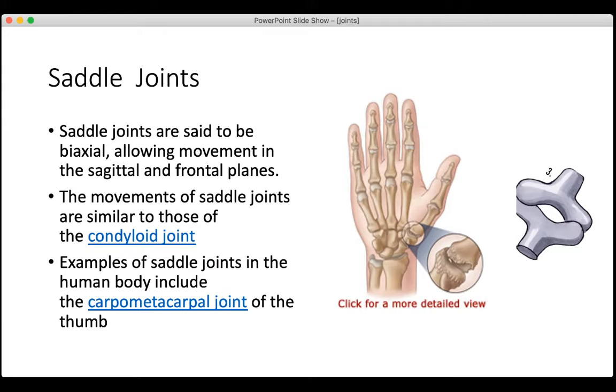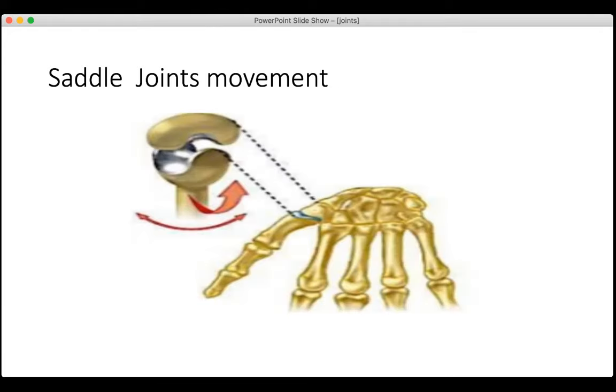Only the shape is different. The condyloid joint is more like a ball and socket joint, but this one is a little bit different in shape. That is the only difference. The type of movement is almost the same. Again, the next slide will show you saddle joint movements with arrows.